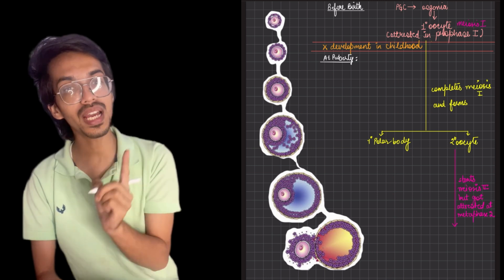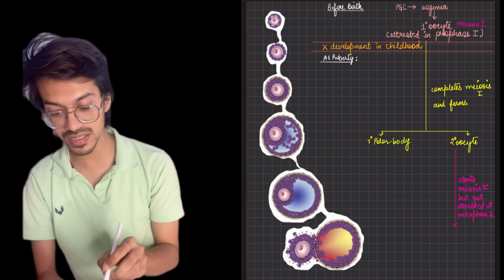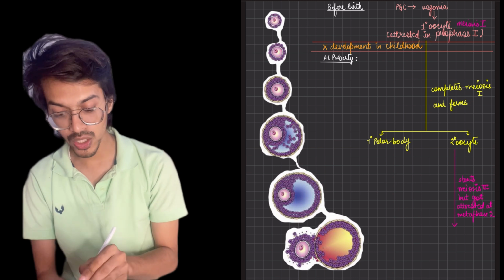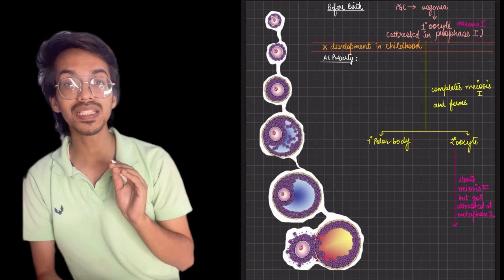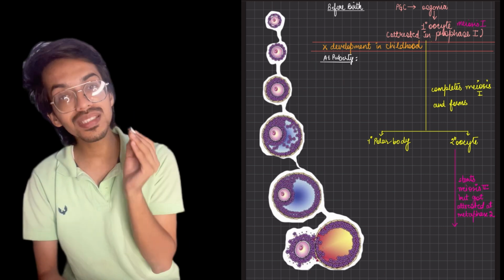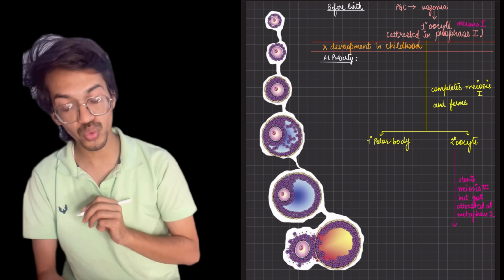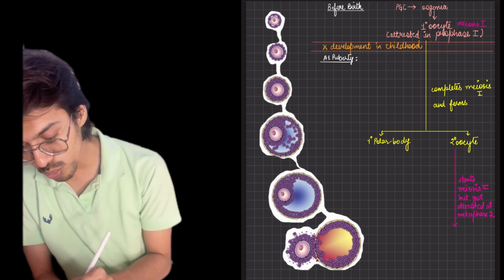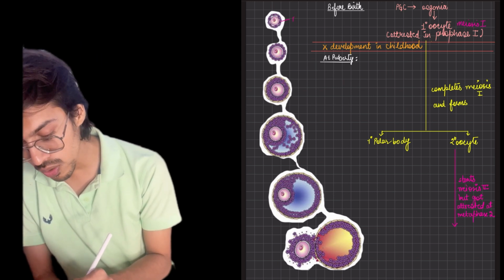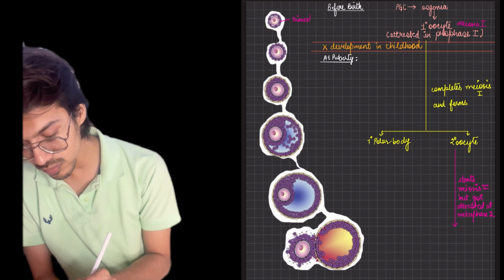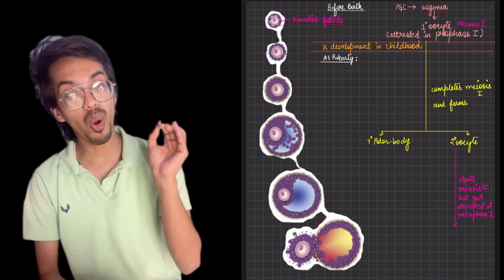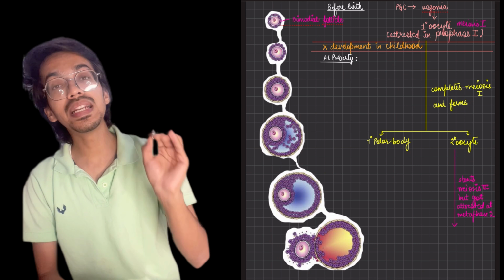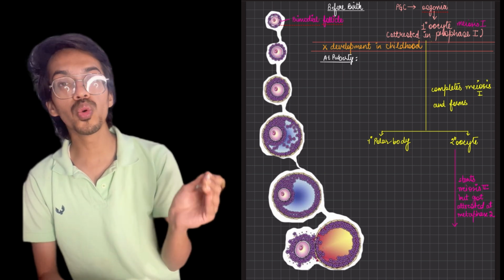But simultaneously on the outside, certain cells have started forming. Those cells are flat in appearance, meaning they are squamous cells. When the squamous cells are present around this primary oocyte, we call it a primordial follicle.